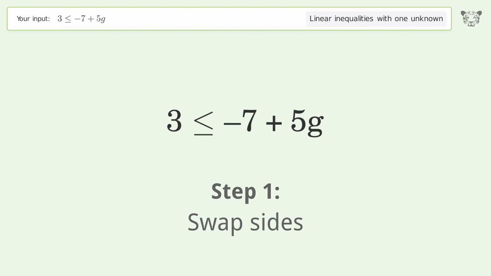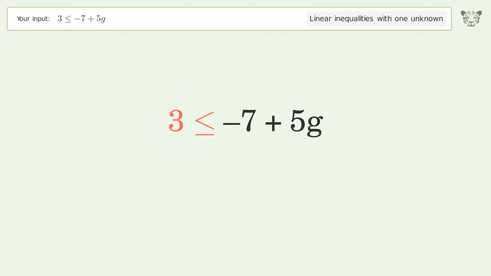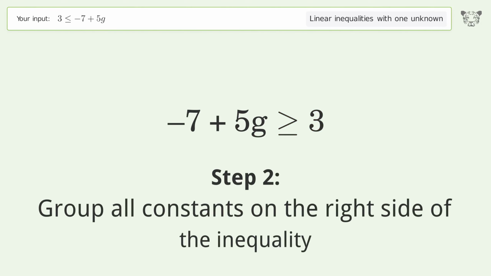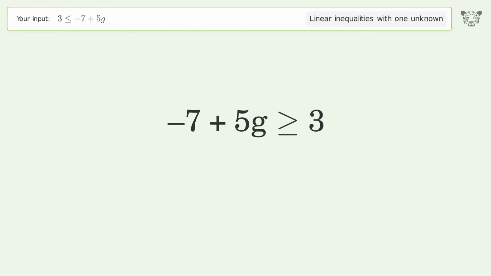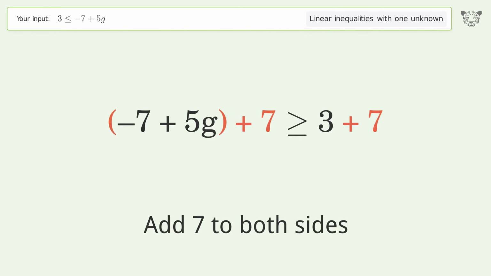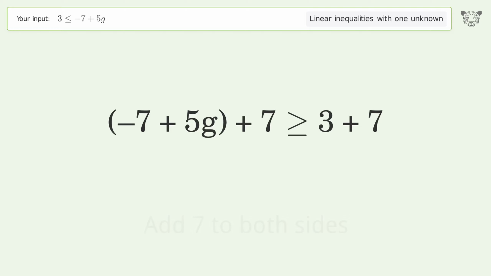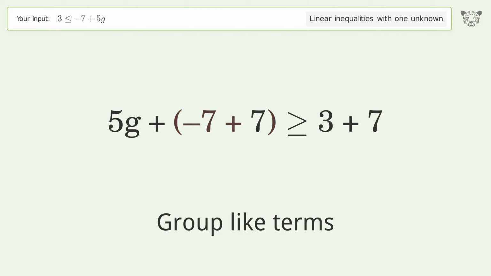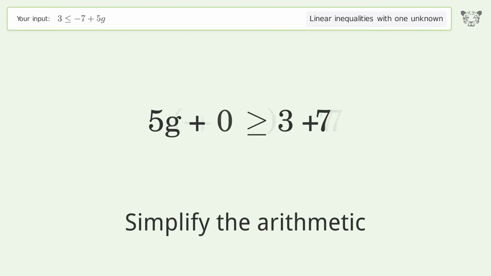Swap sides. Group all constants on the right side of the inequality. Add 7 to both sides. Group like terms. Simplify the arithmetic.